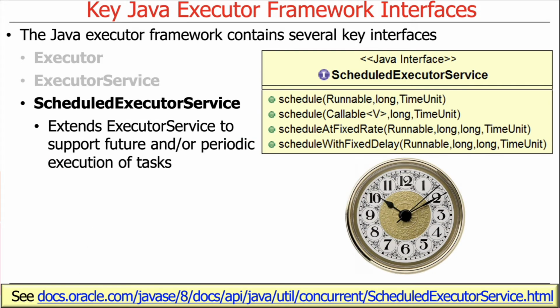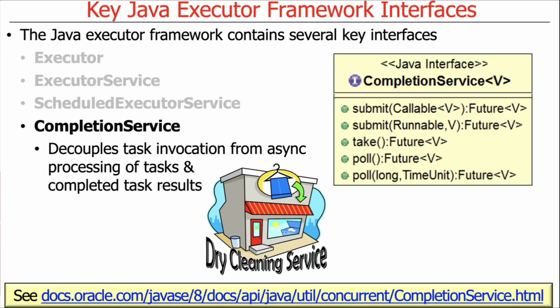There's yet a third interface called the Scheduled Executor Service, and this extends Executor Service, which in turn extends Executor, in order to support future and/or periodic execution of tasks. So you can schedule tasks to run, you can schedule runnables to run, you can schedule callables to run, you can have them run at some time in the future, you can also schedule them to run at a fixed rate, and you can schedule them to run with a fixed delay. So this is used for various kinds of timed operations, timed tasks.